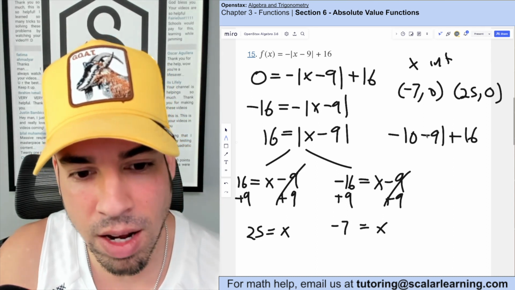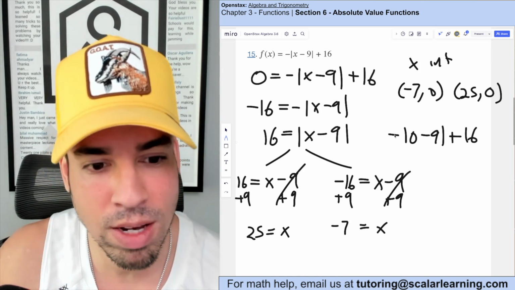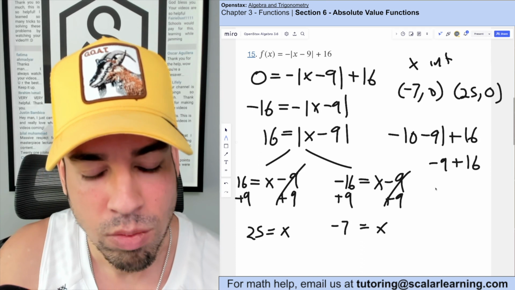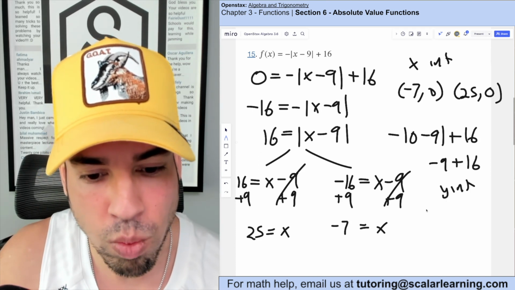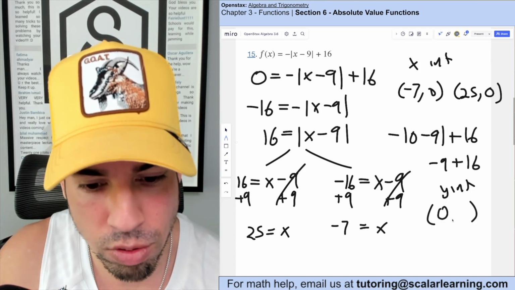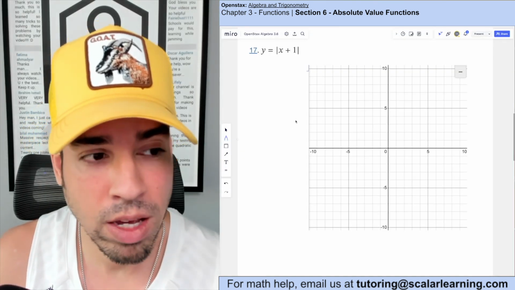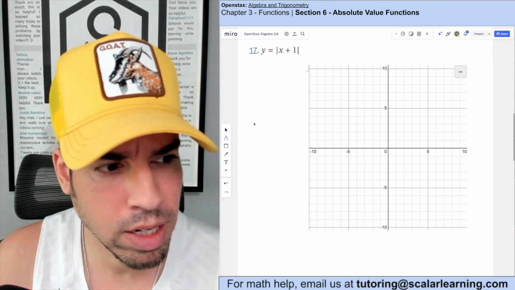That would be -9. Absolute value, that is +9, but then we have the negative out front. So again, it's -9 plus 16, which is 7. So the y-intercept is (0, 7). Boom, done.